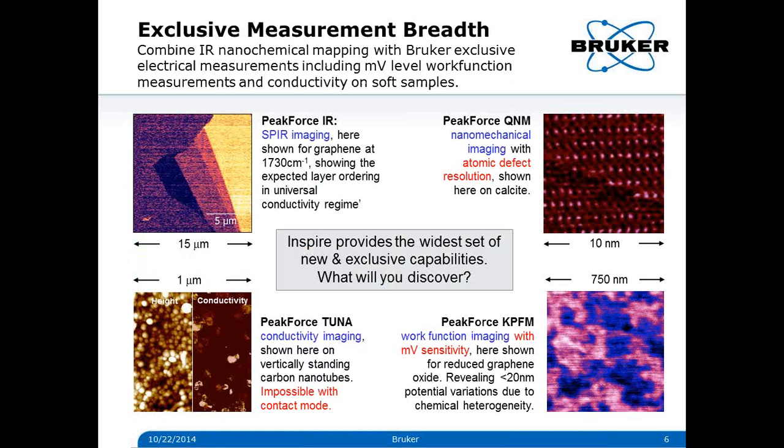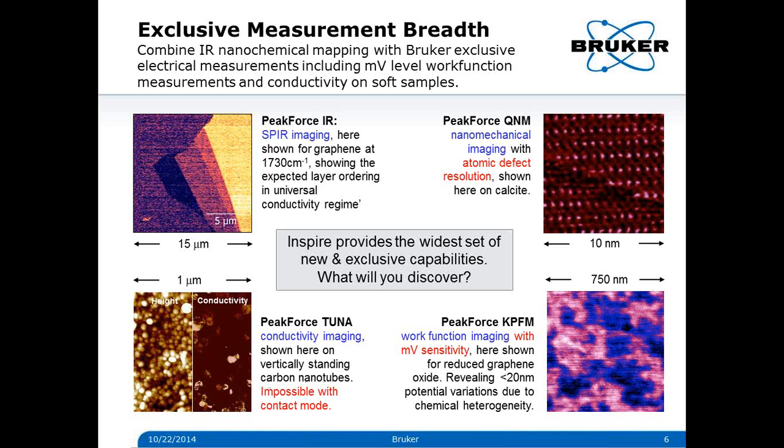Now, there are other modes that you can combine with SPIR that you can actually get at the same time as the SPIR image. And I want to emphasize that, for example, PeakForce Tuna here gives you conductivity imaging. And as I said before, this is impossible in contact mode. Here we have imaged carbon nanotubes vertically standing.